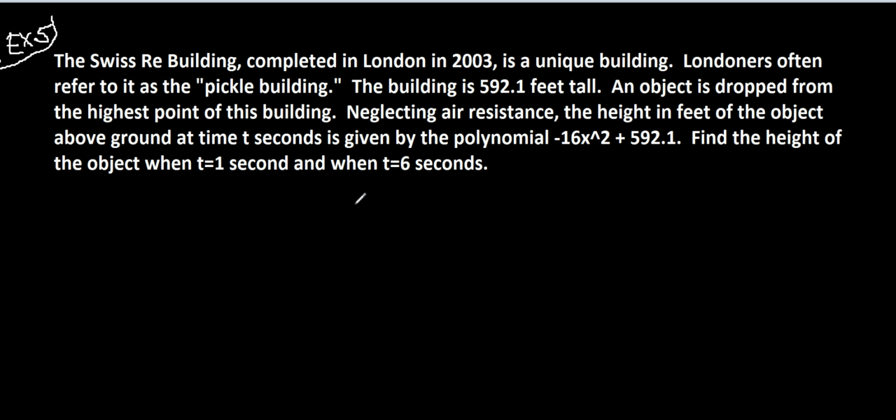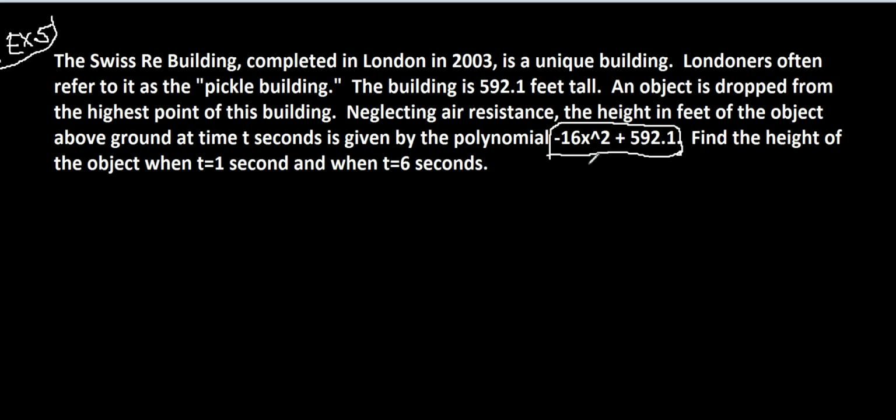Okay, example 5. Read this over and you can see these problems are similar. And really the essence here is the height above ground at time t seconds is given by the polynomial. So they give you this polynomial here, expression, however you want to call it, and it says to find the height of the object when t equals 1 second and when t equals 6 seconds.